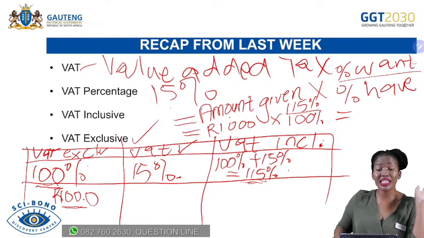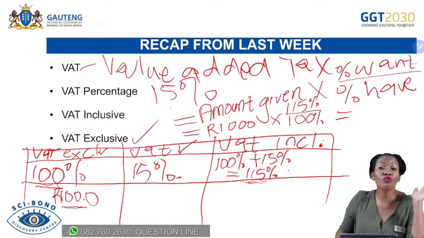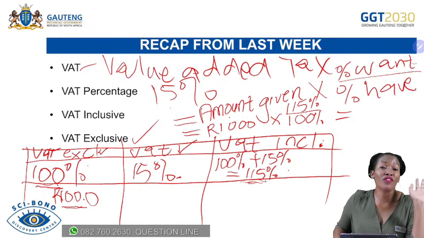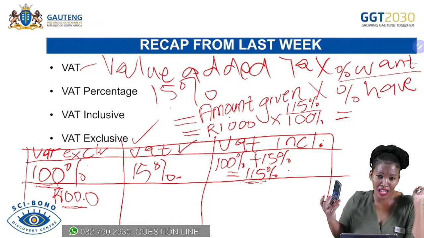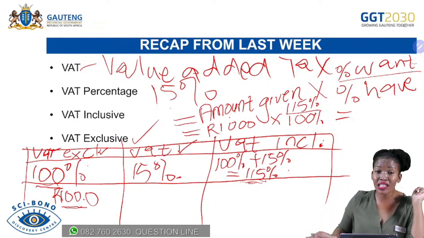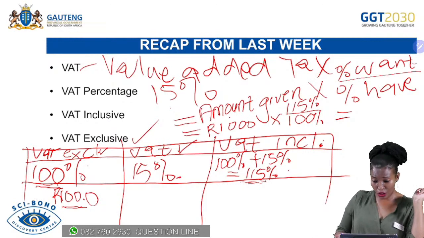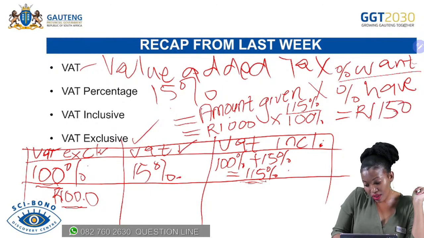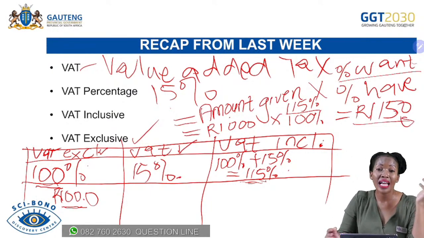Remember, as Maths Lit learners, guys, you are allowed to use your calculator anytime. No one is going to judge you. Even if you want to punch 1 plus 1 and you are not sure, you do it on your calculator. You will never ever be penalized for determining the answer from the calculator. So this gives us an amount of 1,150. So this is our VAT inclusive amount.